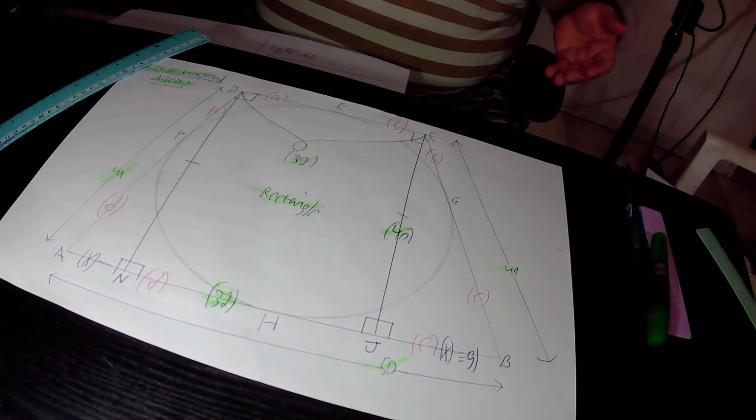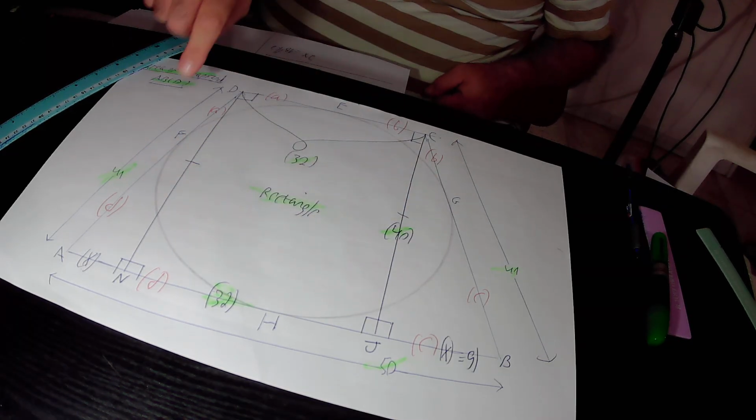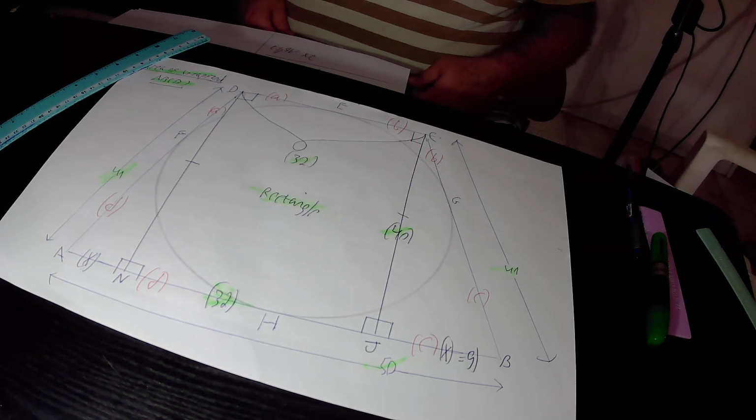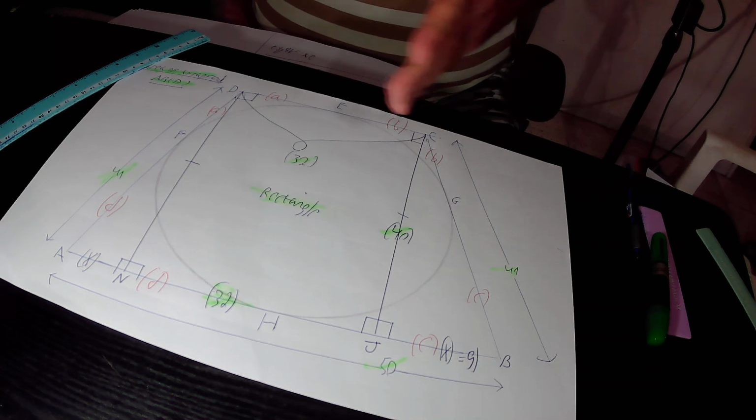So by doing those constructions, we get quadrilateral DCJM. In quadrilateral DCJM, we have 1, 2, 3, 4 right angles. Therefore, according to Rule 5, quadrilateral DCJM is a rectangle because it has 4 right angles.